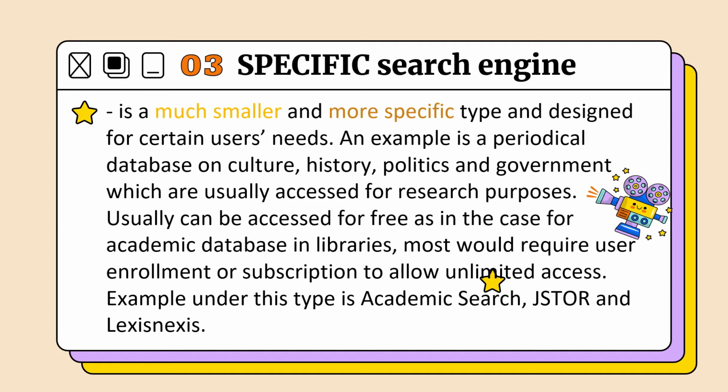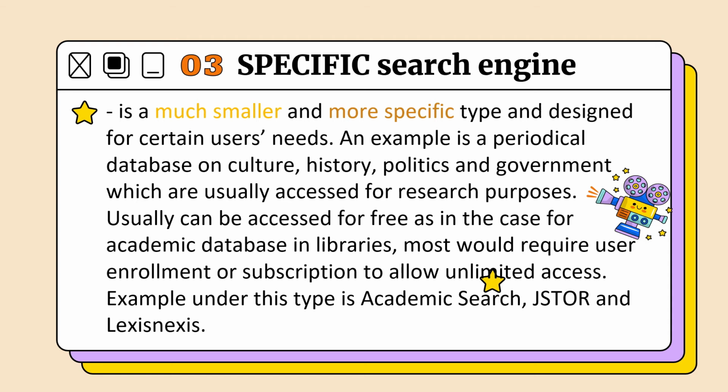From the word itself, specific implies a much smaller engine designed more specifically for certain users' needs. Kumbaga sa Tagalog, salang-sala yung information that you can get using this search engine. You look for this and the engine will only provide you with precisely what you're looking for, with no more recommendations that are sometimes not related to what we are looking for. Do you understand? An example is a periodical database on culture, history, politics, and government, which are usually accessed for research purposes. Usually it can be accessed for free.